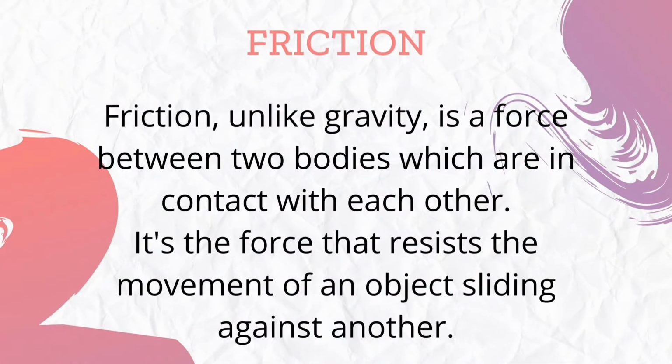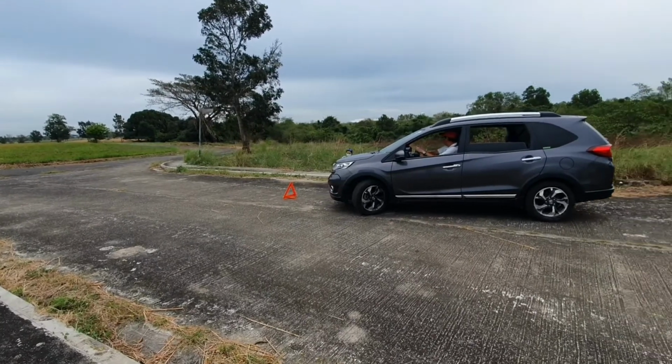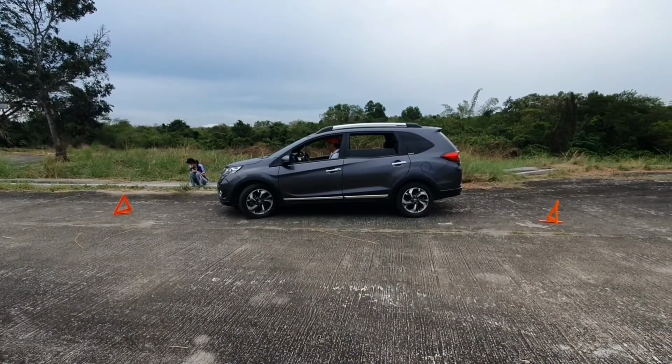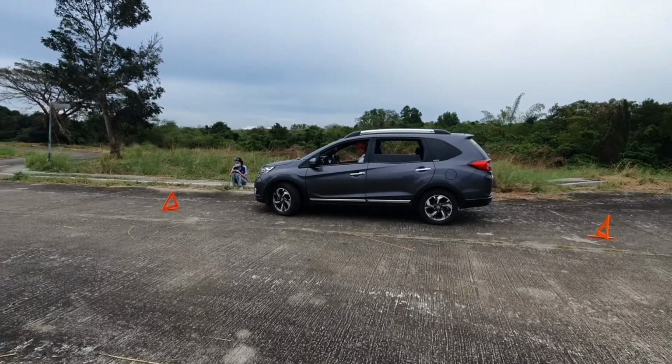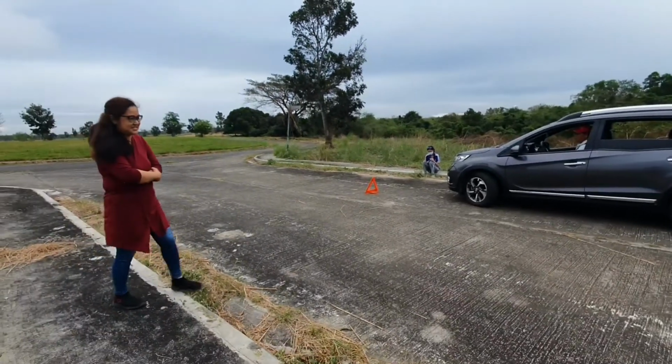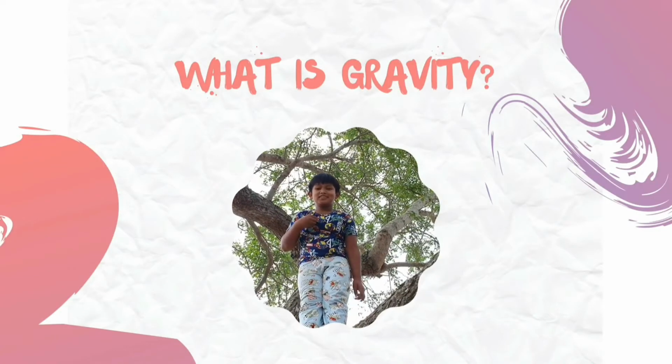Friction, unlike gravity, is a force between two bodies which are in contact with each other. It's the force that resists the movement of an object sliding against another. It stops an object from sliding against a surface or another object by acting in the opposite direction of the sliding movement. Take for example a moving car. When the driver wants to stop the car, he or she steps on the brakes. The brakes apply force on tires, causing friction to slow down and stop the tires. Oh, that's it. What is gravity?